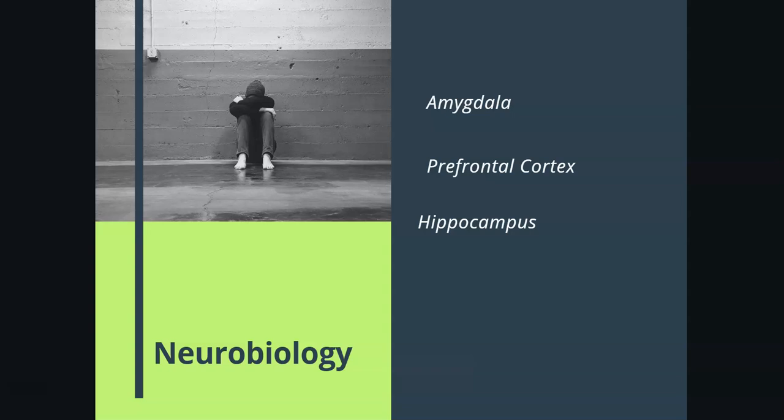Some studies indicate reduced hippocampal volume among individuals with bipolar disorder, and this could affect memory and learning. And research suggests that cerebellar abnormalities may relate to mood regulation and motor control.